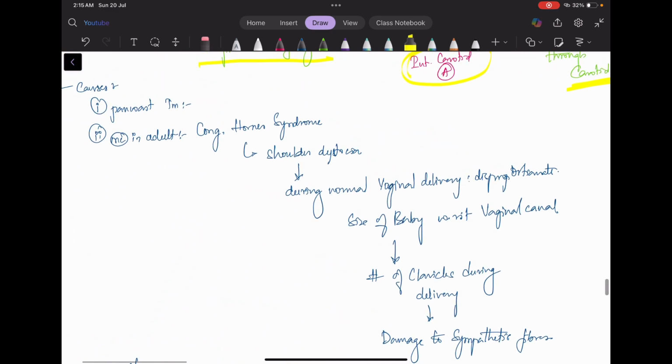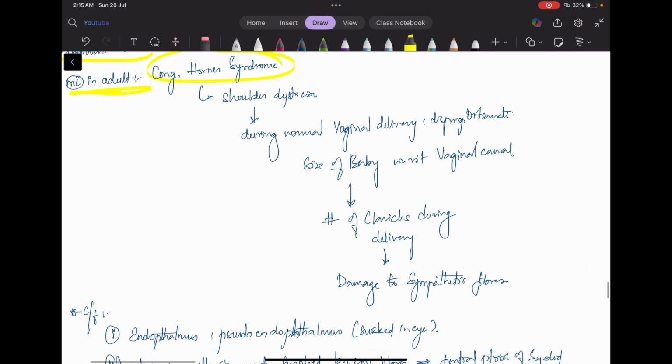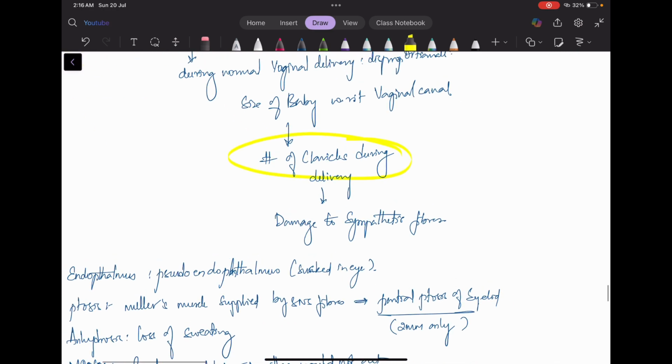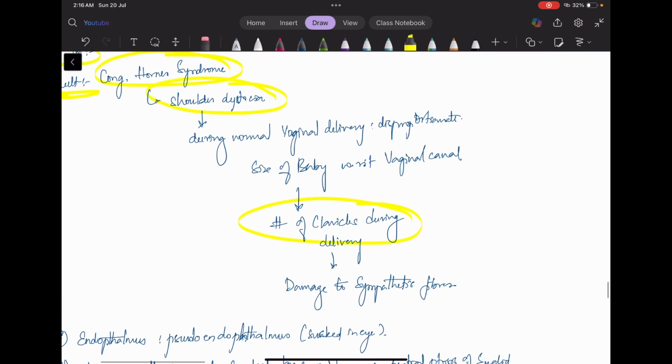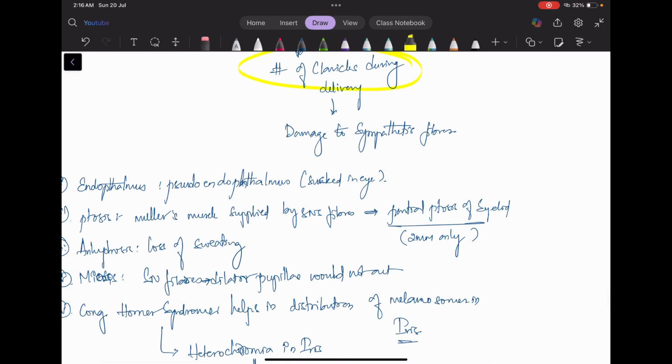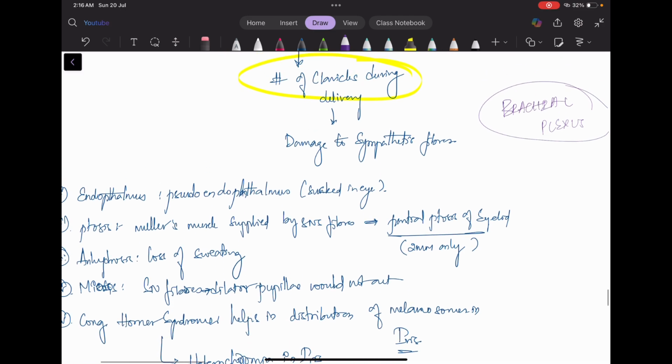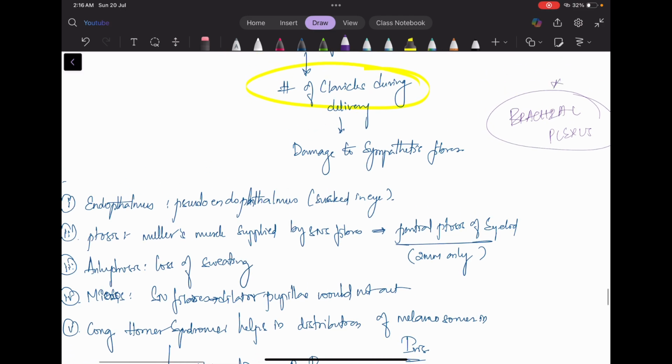Then what are the causes? We saw Pancoast tumor. Then most common cause, congenital Horner syndrome. We saw clavicle fracture, which leads to shoulder dystocia. Yeah, use the comment section. Let me give the hint. It is related to brachial plexus. Yeah, we'll discuss this in the OBG portion, this vaginal delivery part in detail, and this brachial plexus in the anatomy section, right? Then what happens?